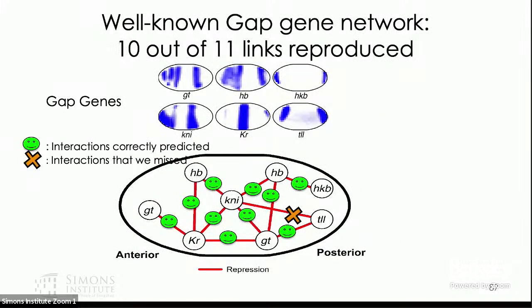So we were able to reconstruct this famous gap gene network except for one link. There was a little bit of evidence, but our cutoff, which we set before we checked this, wasn't met. So this is kind of a validation that we really need to trust these regions we found.